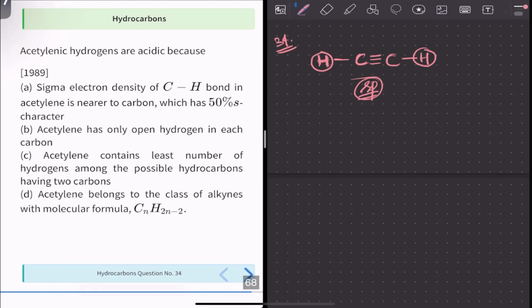But let's see the other options also. Acetylene has only one hydrogen on each carbon. No, it is not the correct explanation. Acetylene contains the least number of hydrogens among the possible hydrocarbons having two carbons. It is also not related to the acidic nature of acetylene. Acetylene belongs to the class of alkynes with molecular formula CnH2n-2. It is also not the correct explanation for acidic nature. The only option which is the reason for the acidic nature of acetylene is option A. So the correct option is option A.